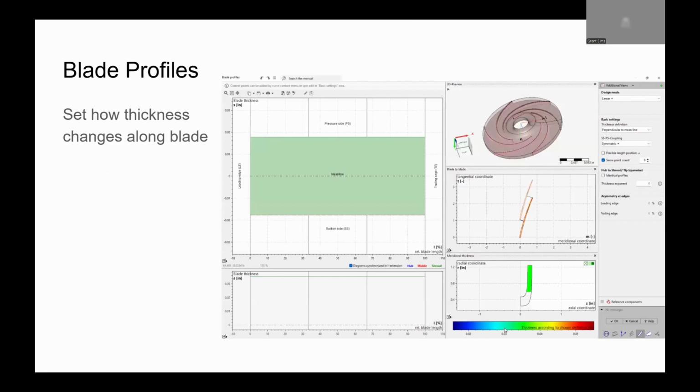Blade profiles, this part is pretty simple. It's just your thickness of the blade. If you wanted to, you could have your blade increase in thickness as it progresses outward. But right now, I have it kept as a constant thickness throughout the blade because I haven't really seen any benefit from changing the thickness as we go along the blade. And that's pretty much all that's done here.